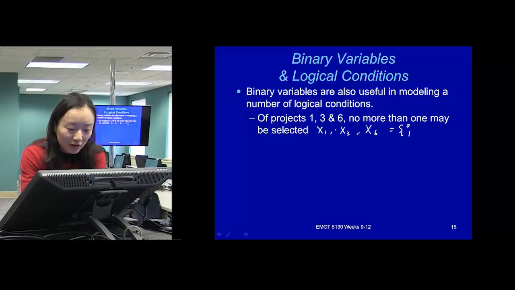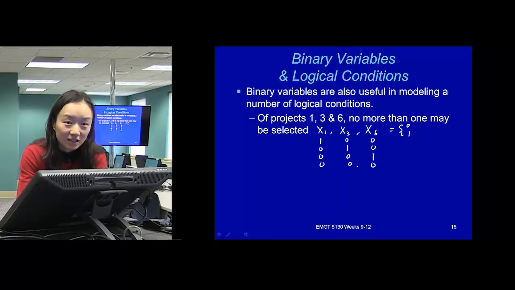That means for those values, if x1 is 1, then 3 and 6 need to be 0, right? No more than 1. If this is 0, this can be 1, but this has to be 0. If both are 0, this can be 1. Or another situation is all of them being 0, none of them get selected. That's a way for you to start the analysis if you can't get the constraint out immediately. So with this, the sum of them should be less than or equal to 1.